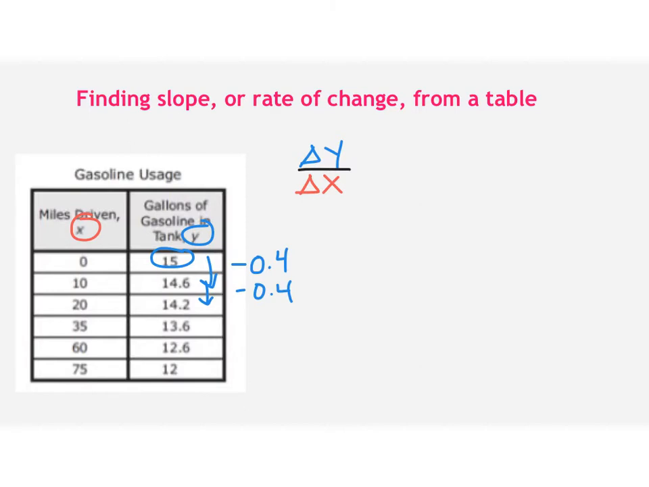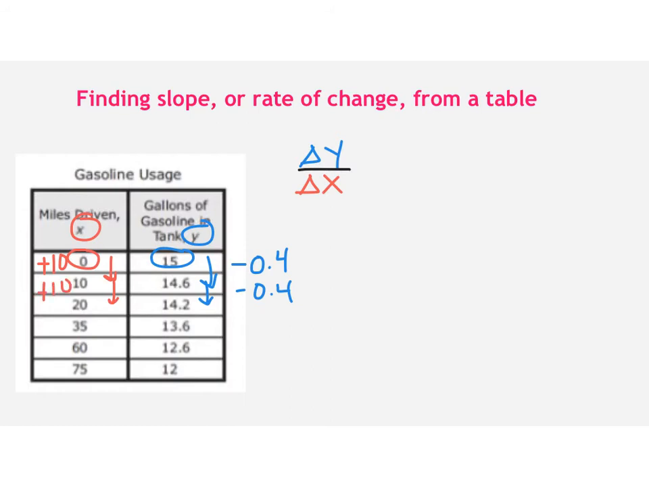And guys, it is actually okay if your changes in y aren't the same all the way down the table, as long as your x values kind of match that. All right, so now let's look at our change in x values. If I start here at 0 and I'm going to 10, that means I'm going up 10, right? So my change in x values is going to be plus 10. And if we look down the table, that pattern continues.